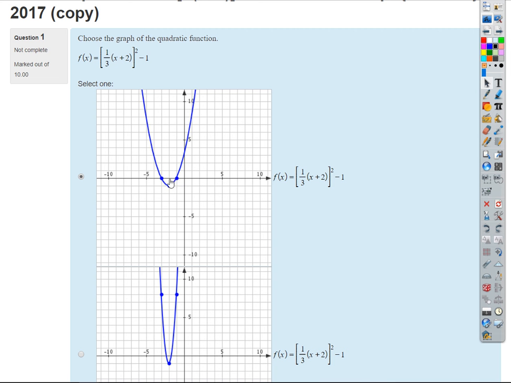It should be stretched out so it's 3 times as far to the right from the vertex as it was originally, right? So it should be over here, right there, shouldn't it? Everybody see that? This point should have been stretched from 1 out to 3 away from the vertex. Now, if we were graphing this by hand, we would have dilated it first and then translated it, right? But we're having to pick the graph that's already been dilated, right?